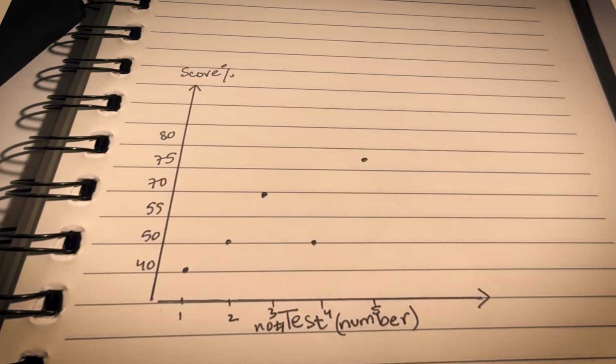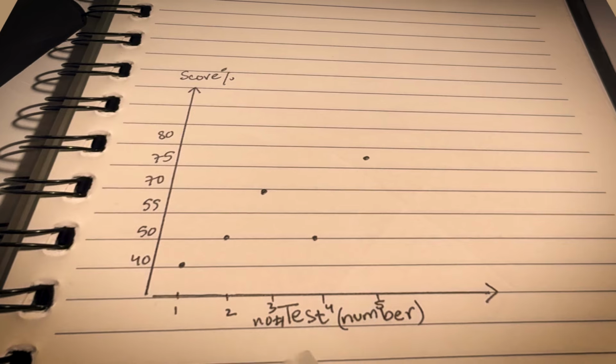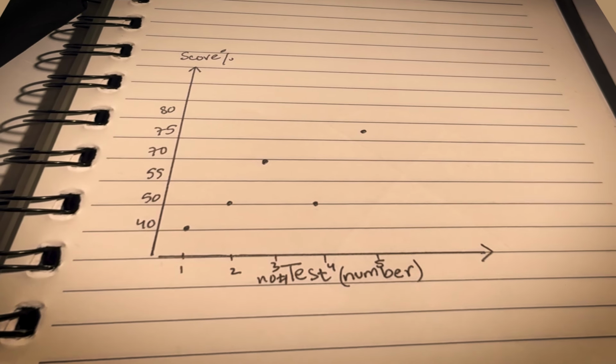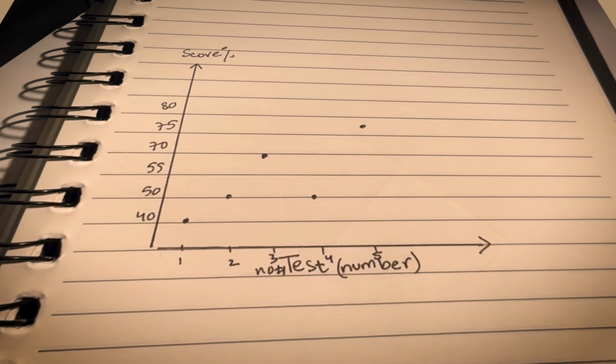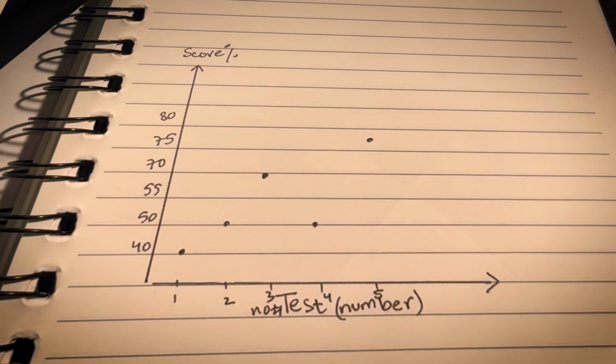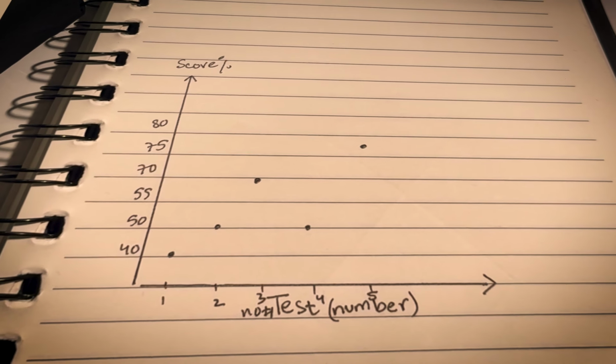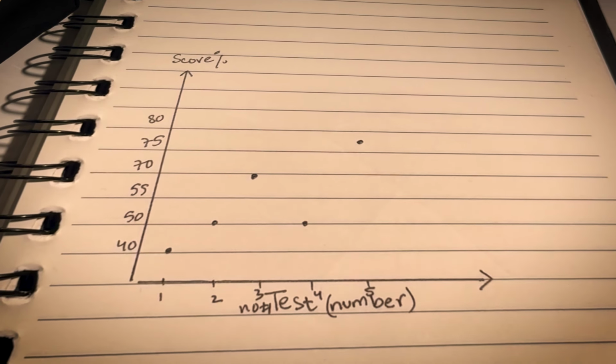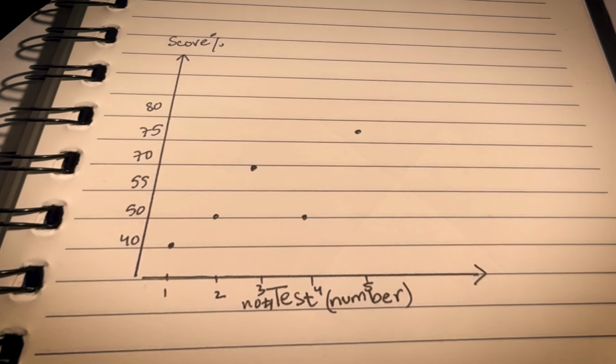Alright, imagine this. You're tracking your math quiz scores for the month. The x-axis here, that's your quiz number. Quiz 1, 2, 3, 4 and 5. Every attempt you take. And the y-axis here, that's your score. How many marks you actually got. I've already marked your scores here. Let me connect them and show you what's happening.